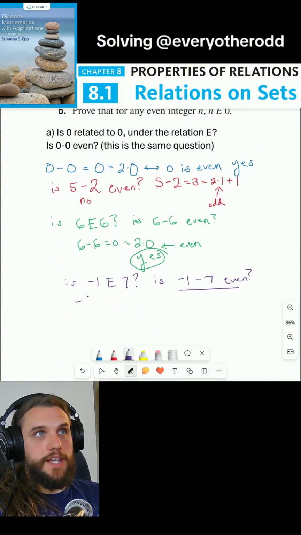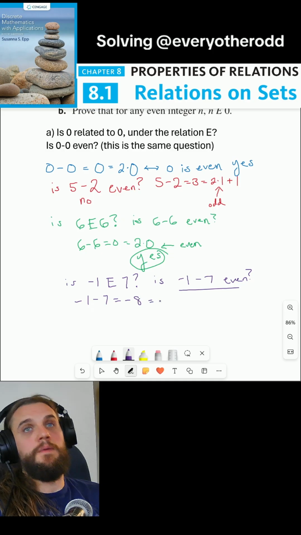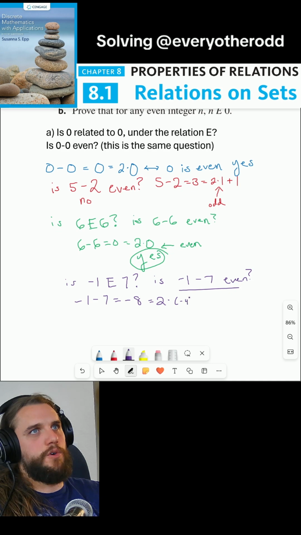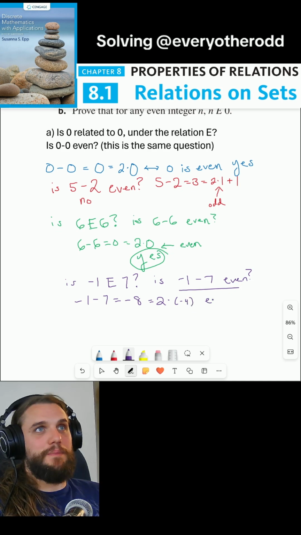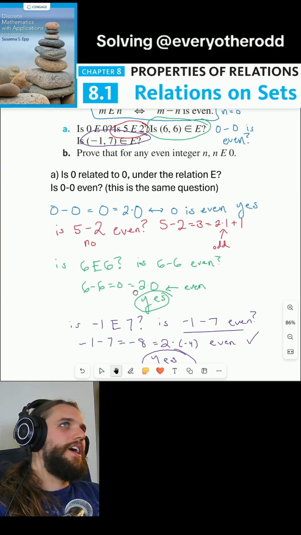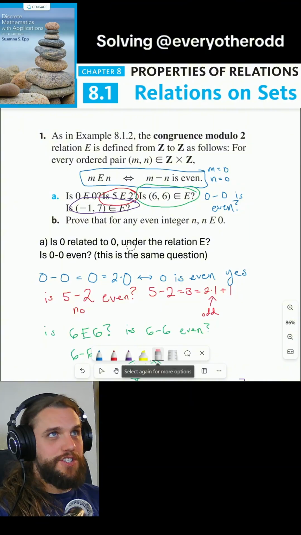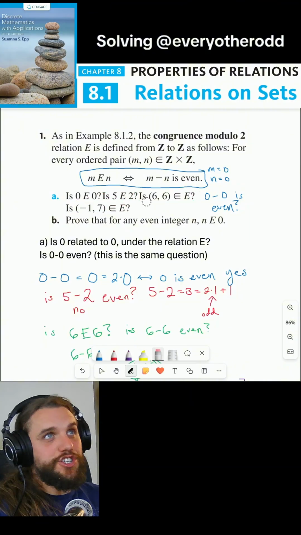Negative 1 minus 7 is negative 8. And negative 8, more importantly, is 2 times negative 4. So this is an even number, and so the answer to this question is yes. That's part A. So this is just practice with all of the notations for relations.